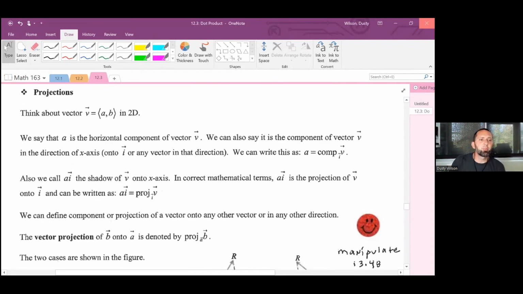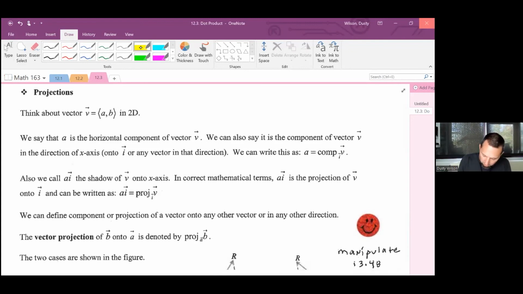So let's think about the vector V equal to AB in 2 dimensions. We say that A is the horizontal component of V. We could also say it's the component of vector V in the direction of the x-axis, or onto I, or any vector in that direction. So we could write this as A equals the component of V in the I direction. We could also call AI the shadow of V onto the x-axis. In correct mathematical terms, AI is the projection of V onto I, and it can be written as A times vector I is equal to the projection of V onto I.